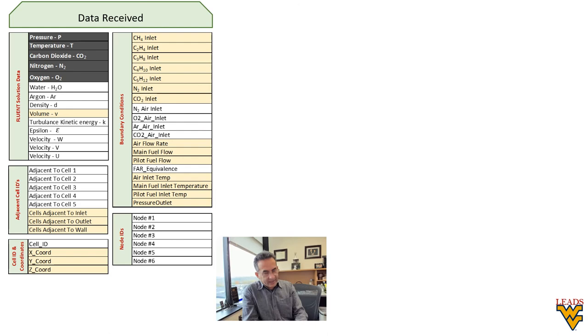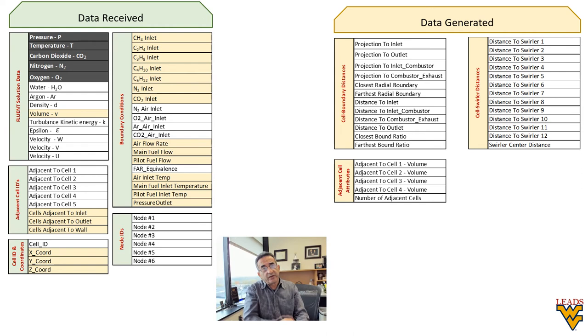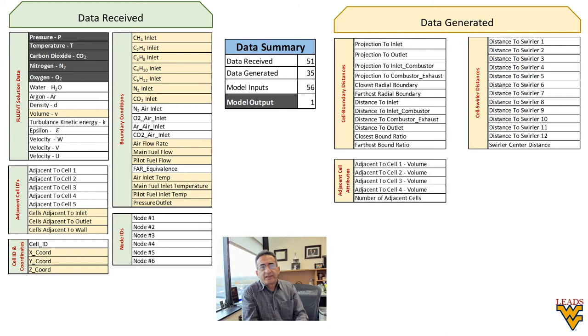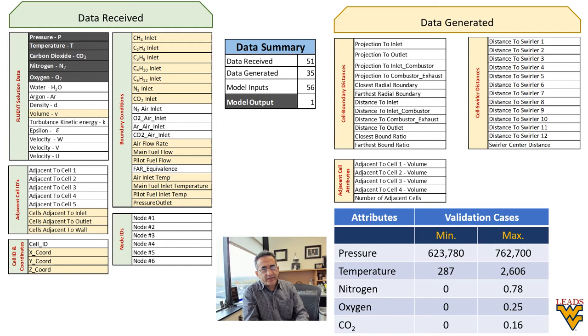This is the data that we received from the CFD, and these are the data that we generated. As I mentioned, we received about 51 parameters, and we generated 35 together. That's 86, but we did something called key performance indicators. We use fuzzy logic to do that. That's a different story. We can talk about it at a different time. Nevertheless, we were able to identify 56 of these inputs in order to build our model, and we used a single output for a given CFD. This provides you with the min-max and the range of pressure, temperature, nitrogen, oxygen, and CO2, which is going to be shown to you in a minute.